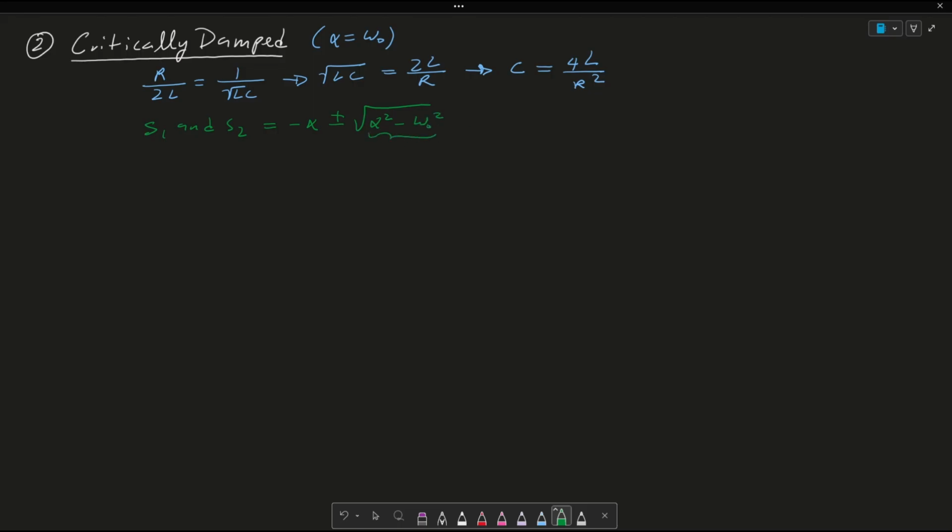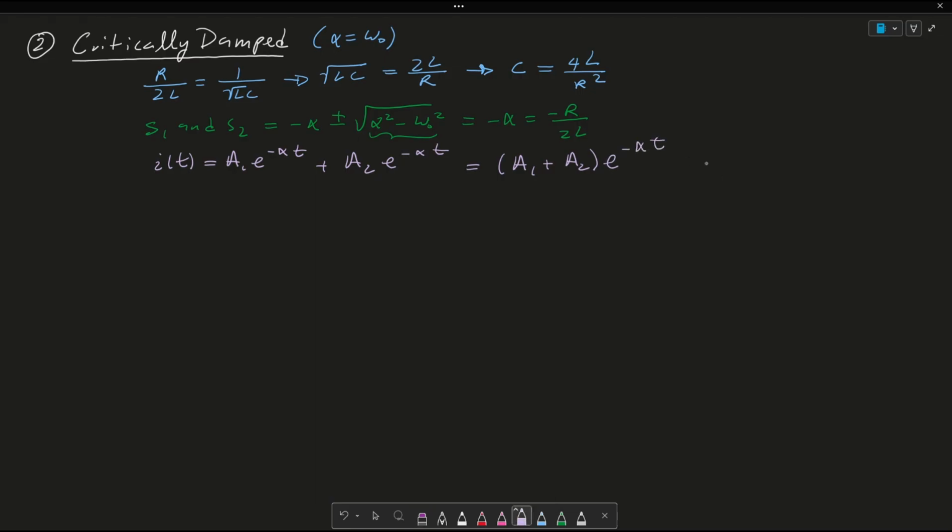So if these two are equated, that means that S1 and S2 are simply equated to minus alpha, or minus R over 2L, meaning that we can write our I of t as A1 e to the minus alpha t plus A2 e to the minus alpha t, or simply pull out A1 plus A2, and we're left with e to the minus alpha t. A1 plus A2 can simply be a constant, which we call A3, and we're left with e to the minus alpha t.